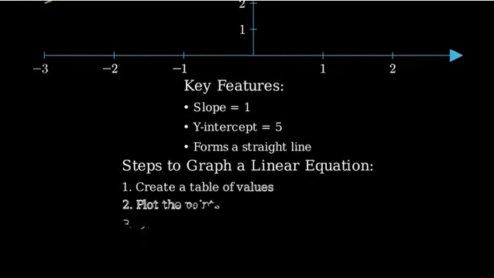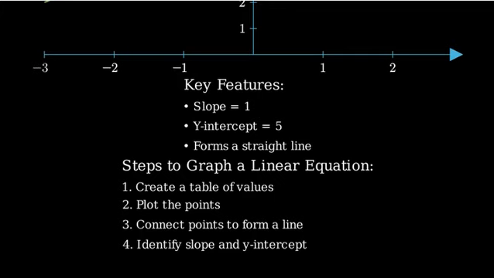To summarize, we graphed y equals x plus 5 by creating a table of values, plotting points, and connecting them to form a straight line. We also identified the slope and y-intercept from both the equation and the graph.